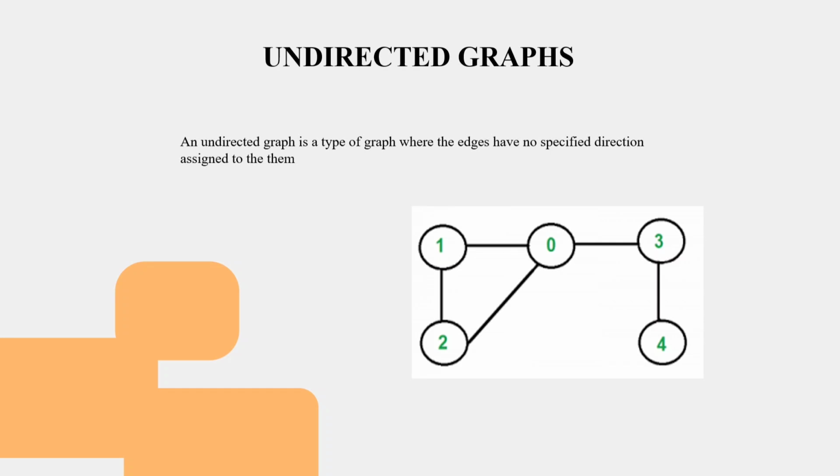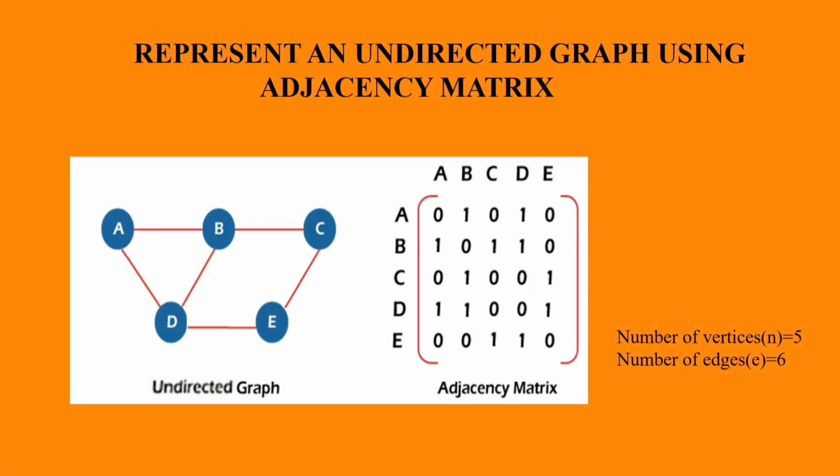So, in this video, I will discuss directed graphs and undirected graphs. First of all, I will discuss undirected graphs. An undirected graph is a type of graph where the edges have no specified direction assigned to them. There are two methods used to represent a graph: adjacency matrix and adjacency list. I will discuss representing undirected graphs using an adjacency matrix.